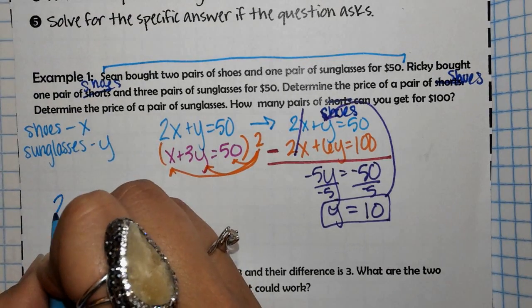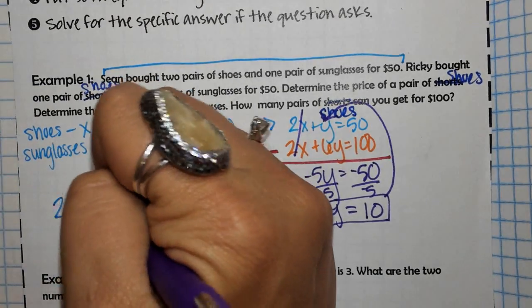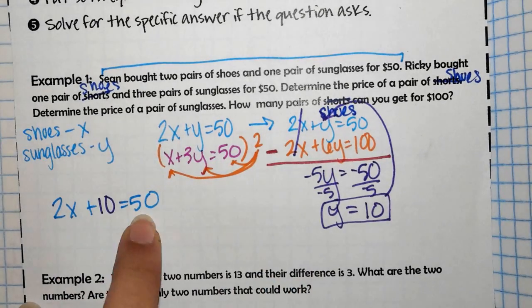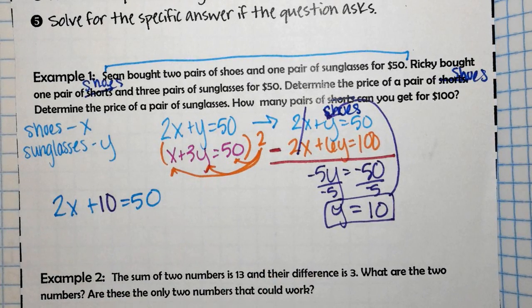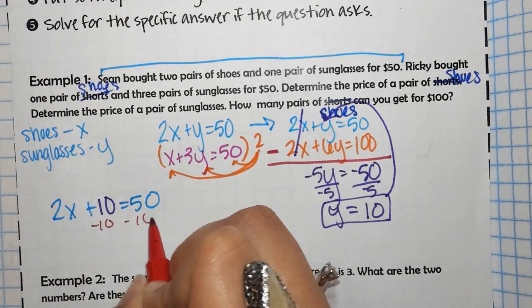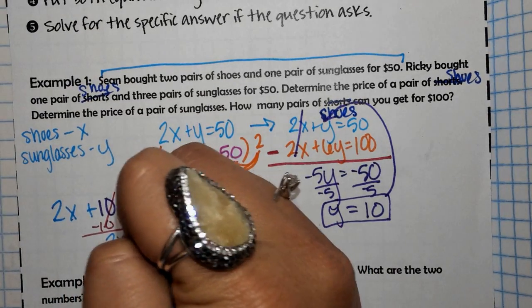All right, so we have 2x plus 10 equals 50. Wait, you get 40. Does everybody see where we got this from? All right, now what do we do? Divide by 2. 2x equals 40, so x equals 20.